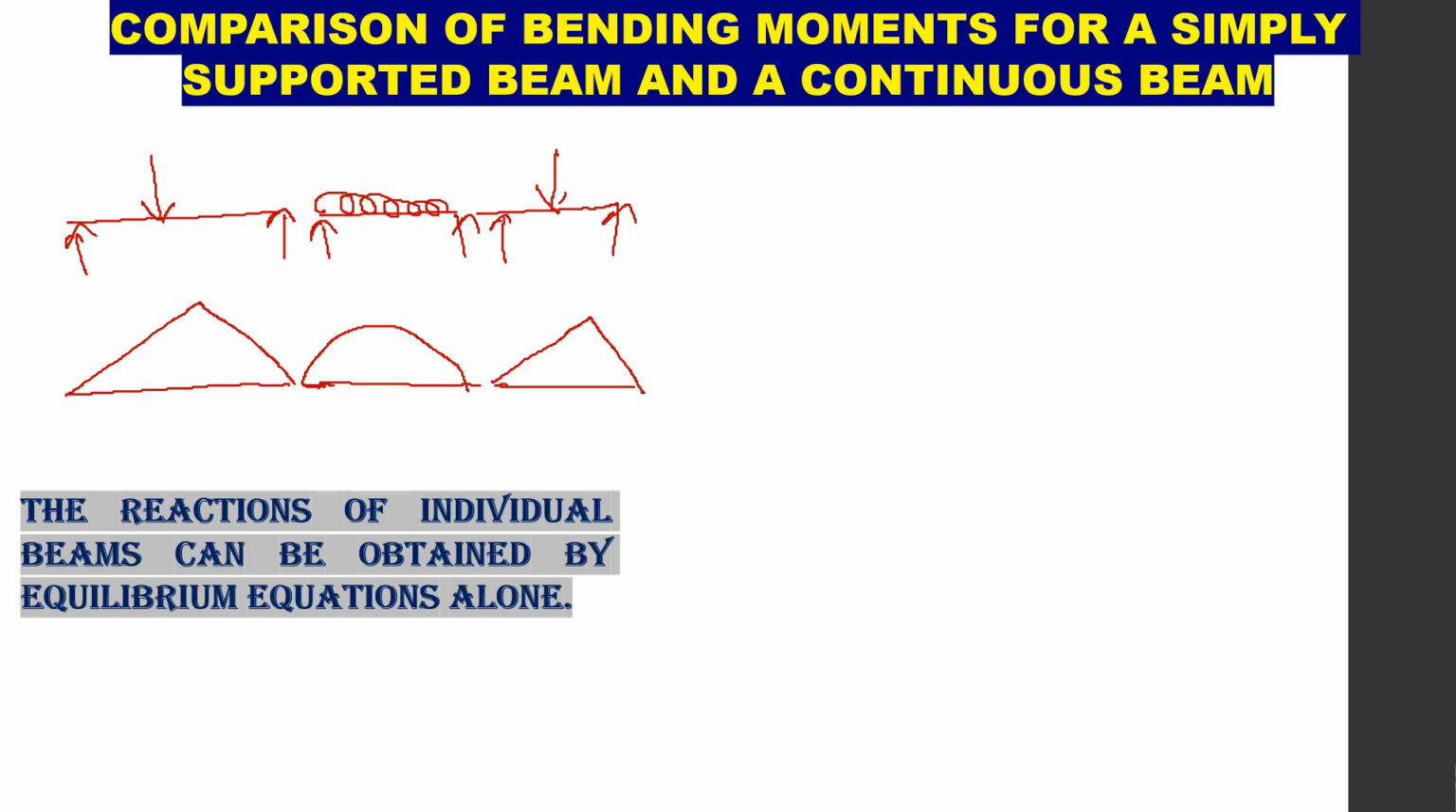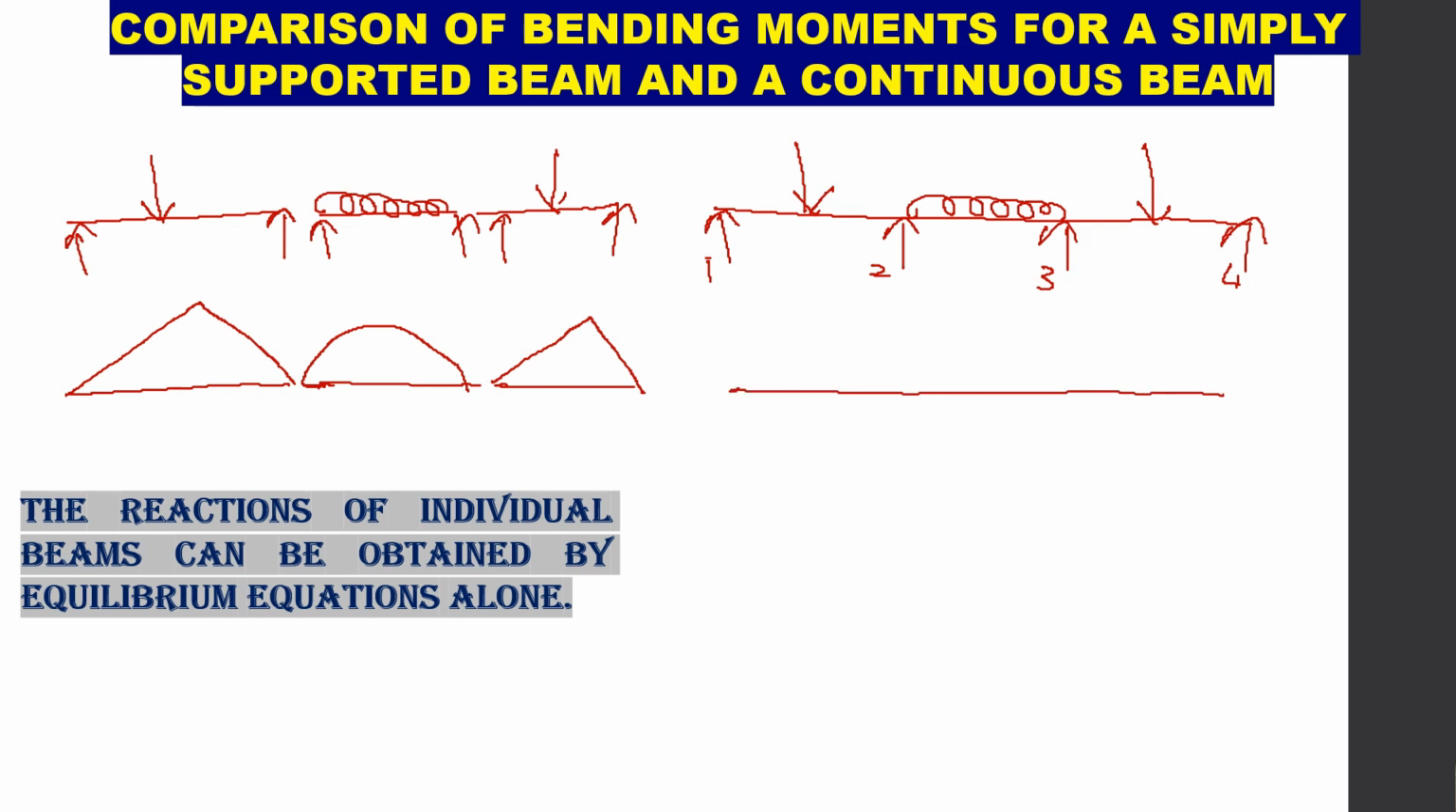Now, when it is extended to a continuous beam, since it is three spans, we will have four supports, 1, 2, 3 and 4. So we have four supports. On these four supports we will take the same conditions of loading: concentrated load, UDL and again a concentrated load. So how will we draw the bending moment diagram?